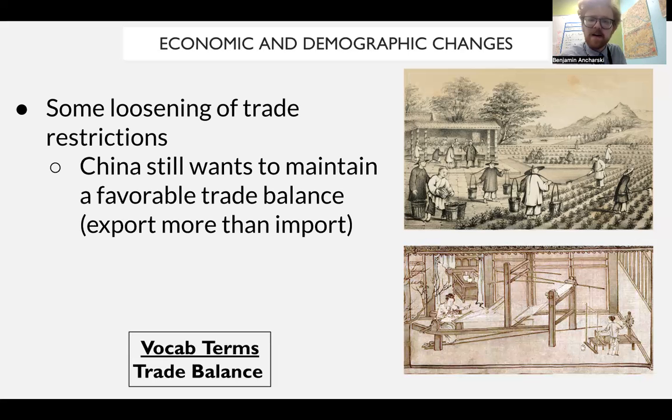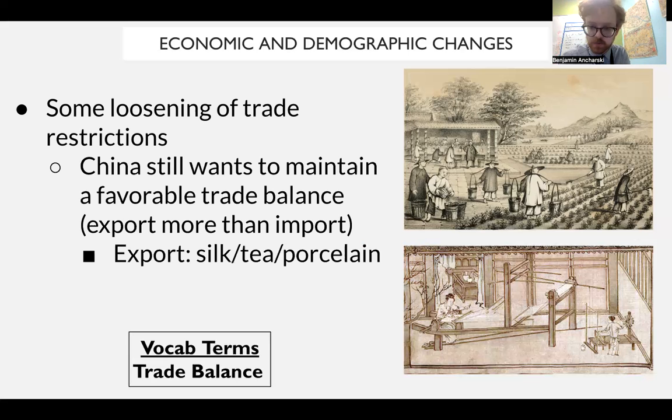And yet, despite the fact that we will see a loosening of some restrictions on foreigners in China, we are going to still see that China primarily wants to be an exporting country. They want to maintain a favorable trade balance, meaning they want to export more than they import. And what is China exactly exporting and importing?